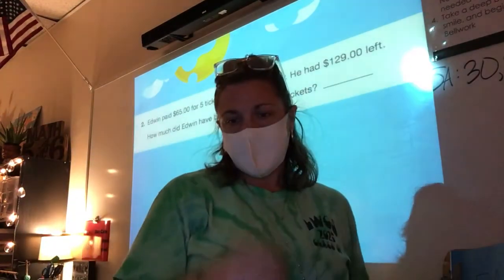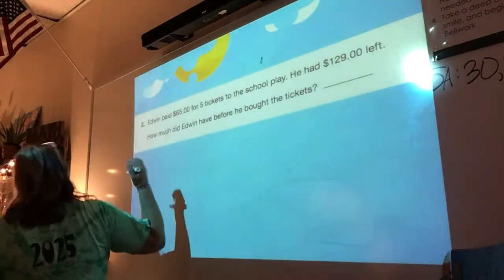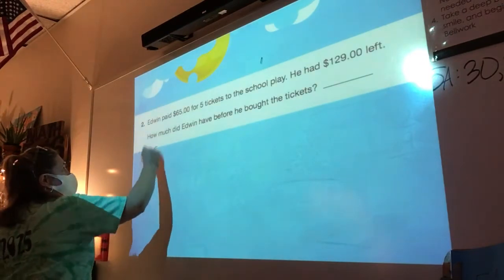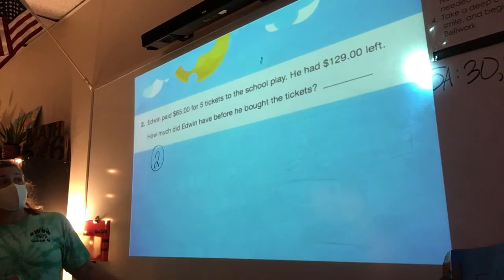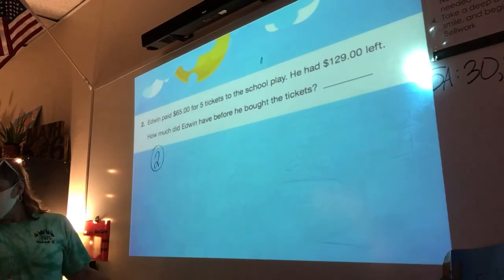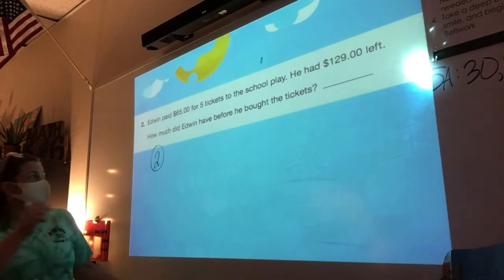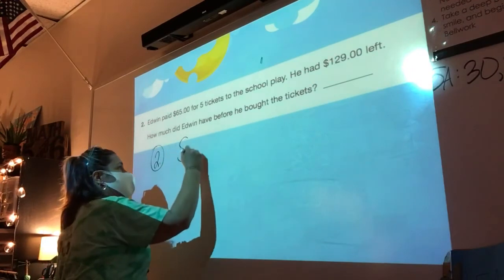Okay. Example 2, or practice problem number 2. Edwin paid $65 for 5 tickets to the school play. He had $129 left. How much did Edwin have before he bought the tickets? Okay, so it's going to be sad. Money is separating.